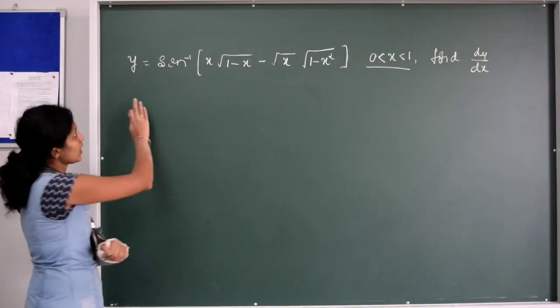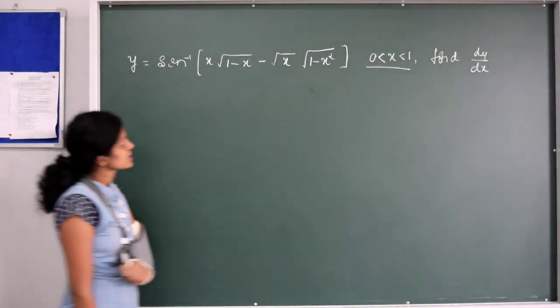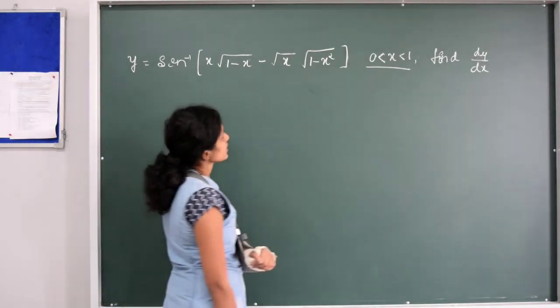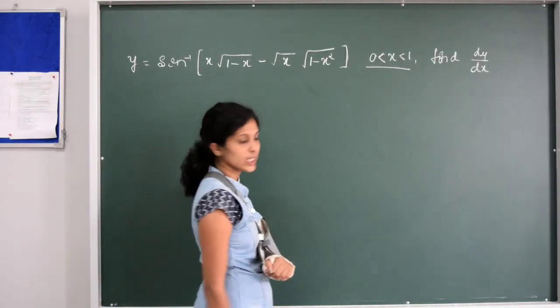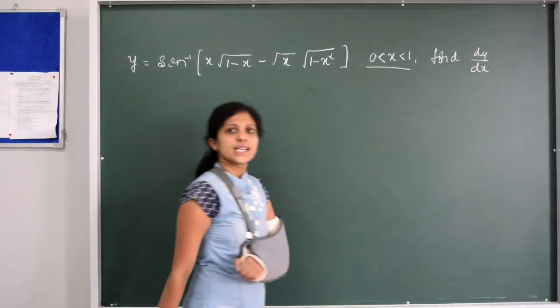So the next problem: y is equal to sin inverse of x into root of 1 minus x, minus root x into root of 1 minus x square, and the value of x is between 0 to 1.